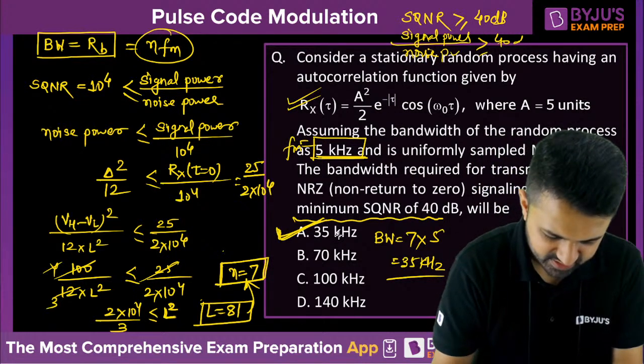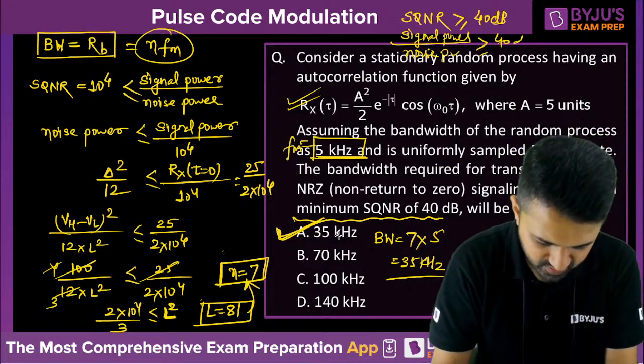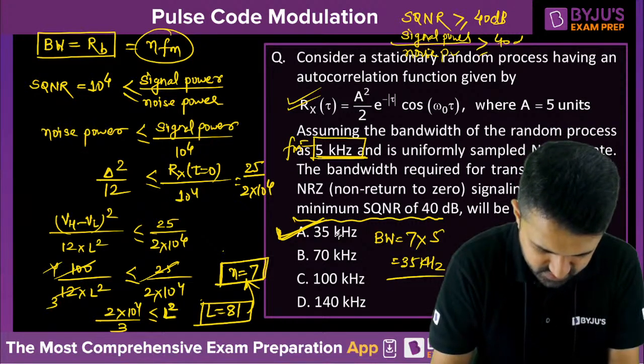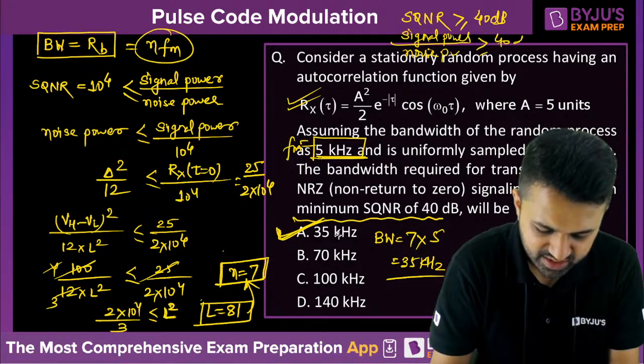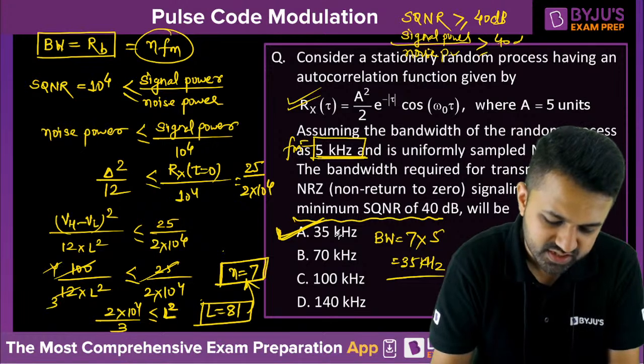That is the mistake that we are making. Signal to quantization noise ratio should be greater than 40 dB. It is not less than 40 dB. It is greater than, because it is the minimum value.